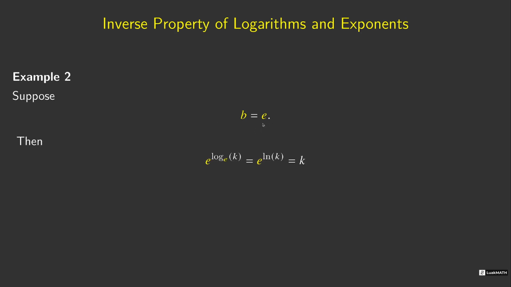Now, if the base is equal to e, then in the previous equation, I can replace all the bases. Remember, we had b raised to the log of k to base b, right? So I replace all the b's with e. So I get e raised to the log of k to base e, and that becomes e to the ln of k equals k.